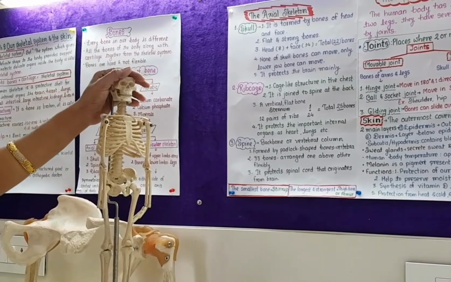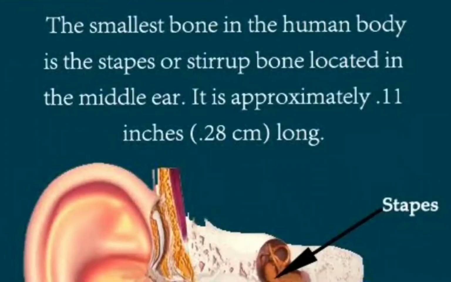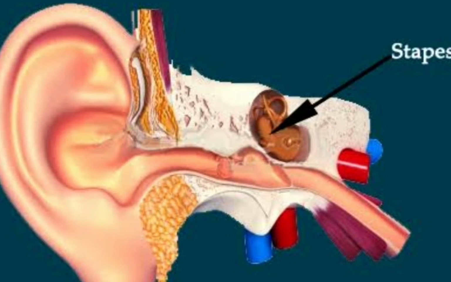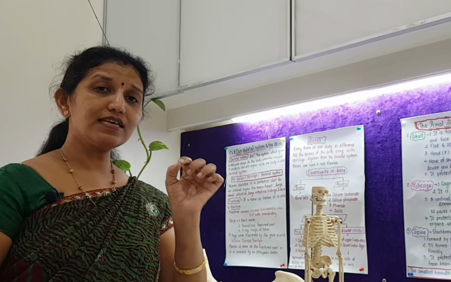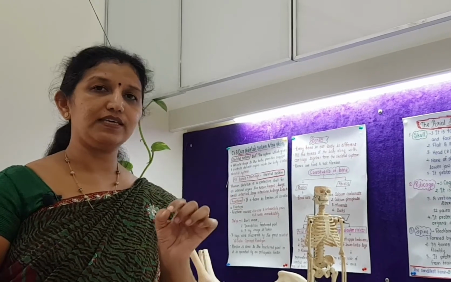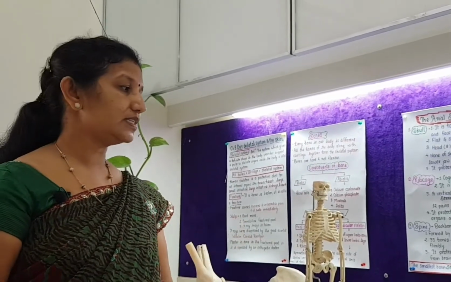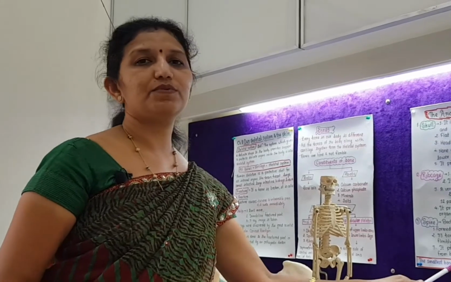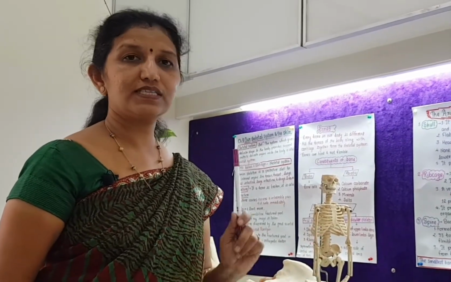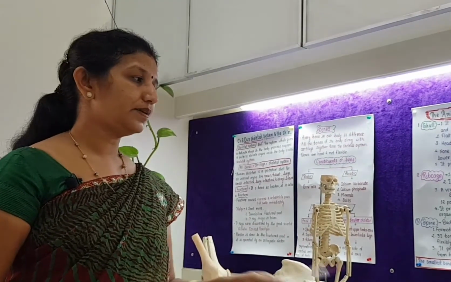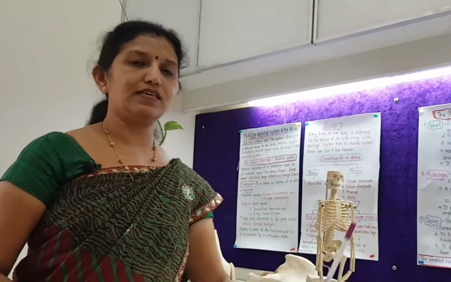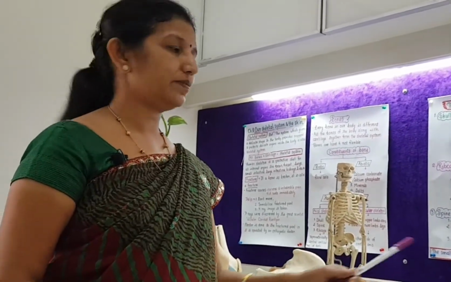In our body, the smallest bone is present in our ear. The ear bone, the stirrup, is the smallest bone, and that ear bone is very small. It is as small as a grain of rice. That much small it is, and that's why it is the smallest bone in our body. Its shape is like a stirrup, that's why it is called stirrup. Stapes is the name of it.